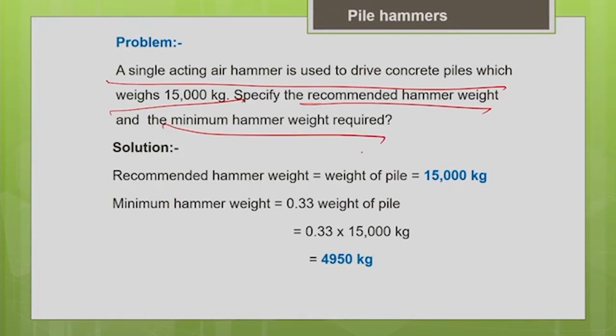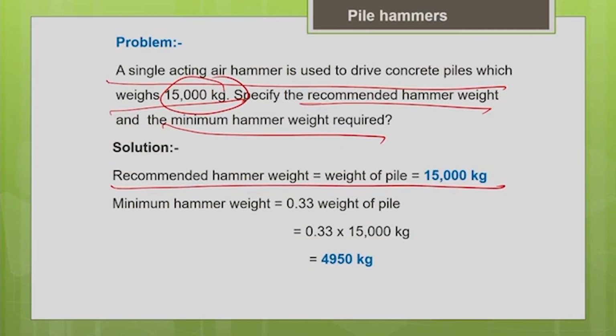As I told you, the basic rule for the single acting hammer is the hammer weight should be equal to the weight of the pile. So the concrete pile weight is 15,000 kg. So the recommended hammer weight is nothing but 15,000 kg.